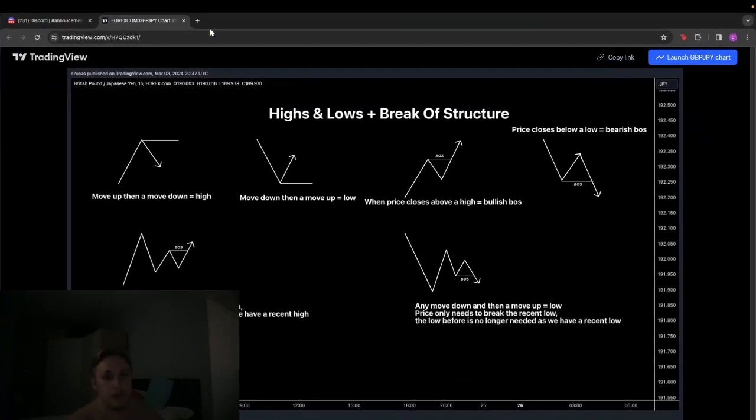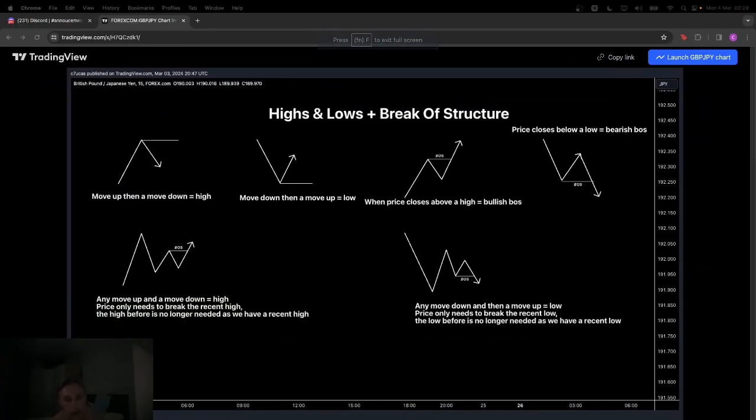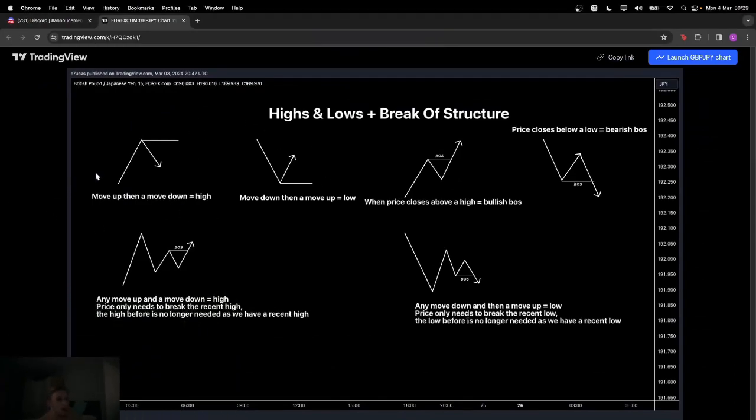There we go. So literally what we just went over. How do we make a high? Move up, move down, that's our high. How do we make a low? Move down and then move up, that's our low. When price closes above a high, a move up then a move down making the high, this is a bullish breaker structure. Price closes below a low, bearish breaker structure, which is what we've just covered.